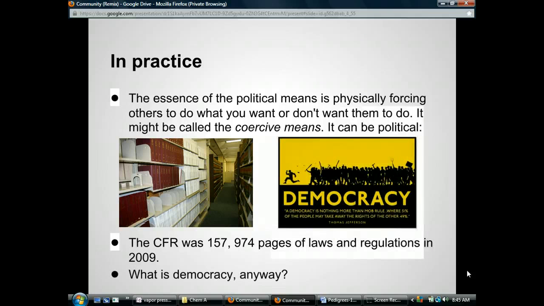Democracy. Oh, we so like democracy, but as Thomas Jefferson said, a democracy is nothing more than a mob rule where 51% of the people may take away the rights of the other 49%. Isn't that true? Sure. This country's not supposed to work like that. We're supposed to have a piece of paper called the Constitution that prevents that, right? Whether it does or not is a matter of opinion.